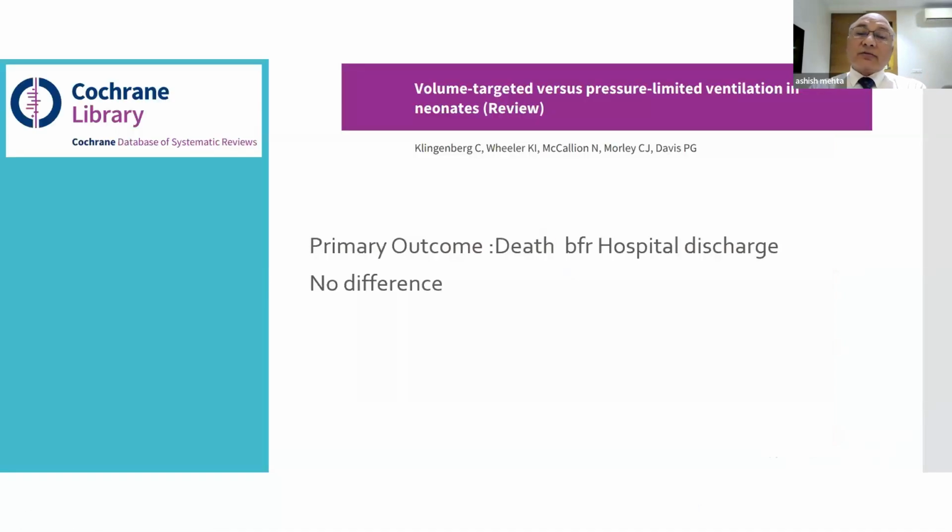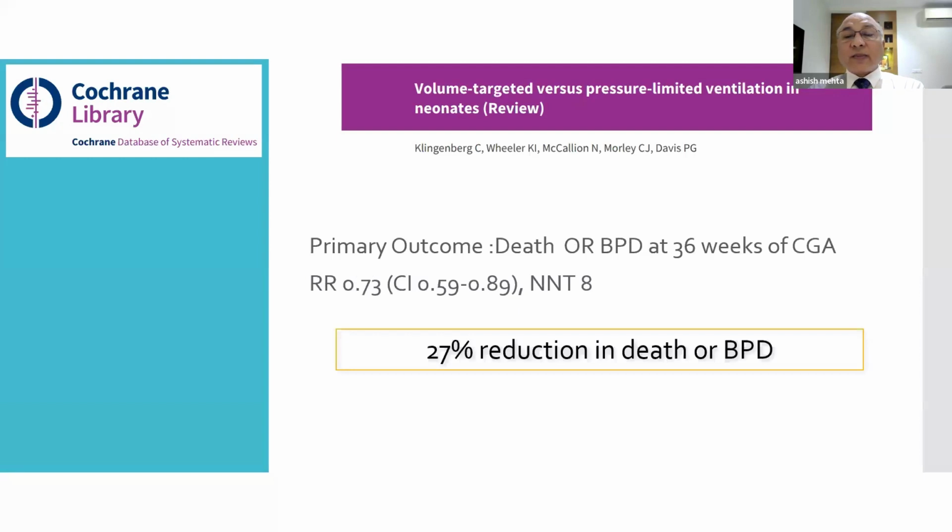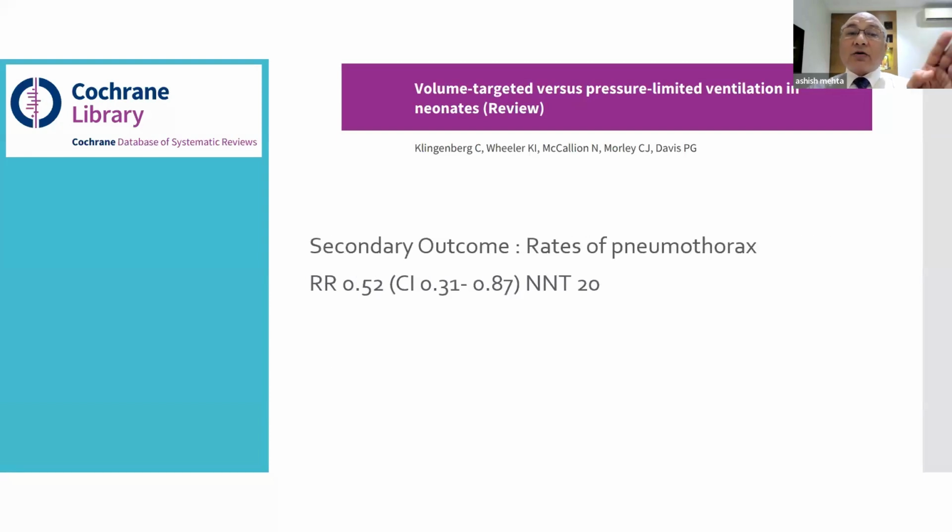What about Cochrane? This is from the Colin Morley and Peter Davis group. Primary outcome, death before hospital discharge, no difference. So as far as death before discharge, volume ventilation is as good as pressure ventilation. But when it comes to death or BPD at 36 weeks of corrected gestational age, there is a 27% reduction in the BPD. Secondary outcomes, pneumothorax, RR of 0.52 with confidence interval within limits.